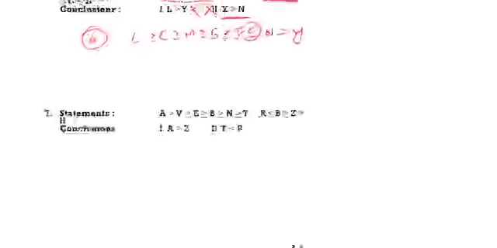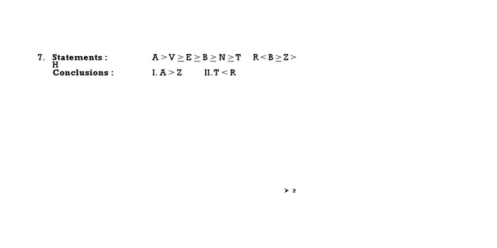See the next question. The 7th one. A greater than V, V greater than or equal to E, E greater than or equal to B, B greater than or equal to N, N greater than or equal to T, R less than B, B greater than or equal to Z, Z greater than H. Now, A greater than Z. For this, what we have to do? A greater than V, V greater than or equal to E, E greater than or equal to B, B greater than or equal to Z, Z greater than H. Therefore, A greater than Z definitely follows.